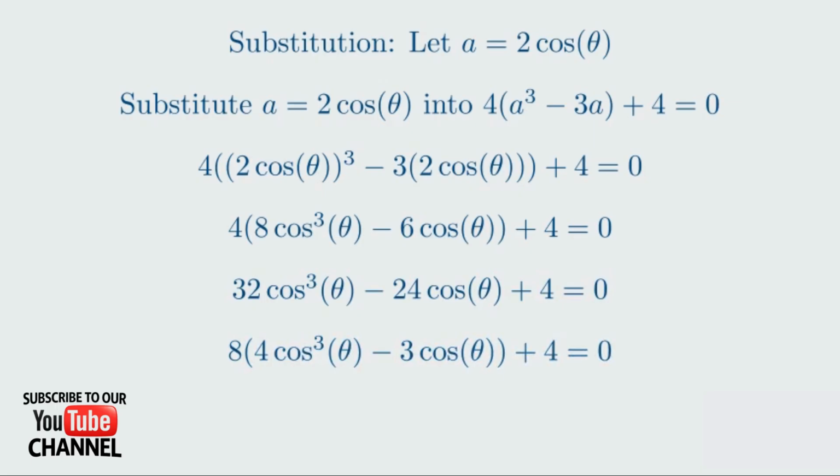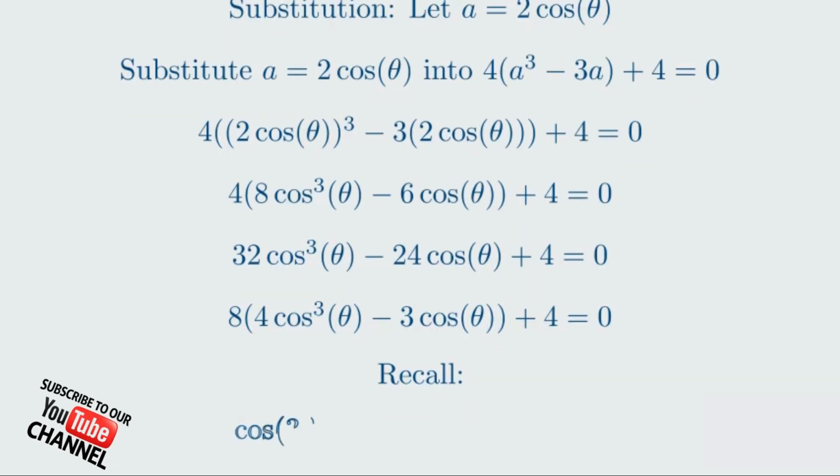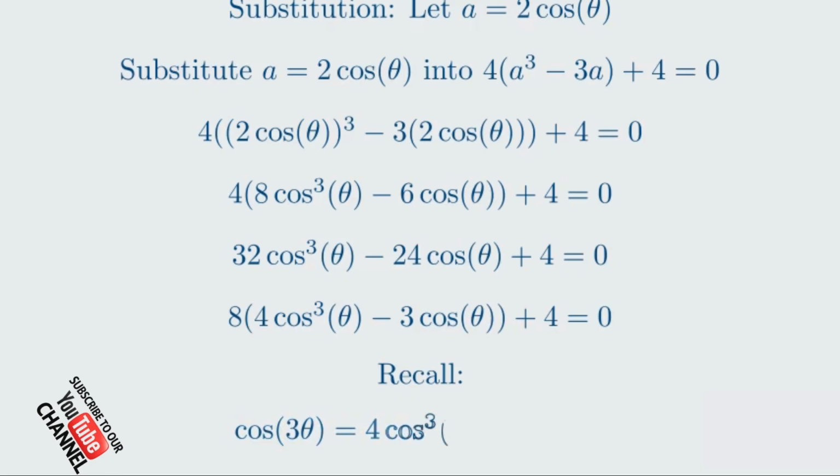Now, let's look at the expression inside the parentheses. This is precisely our triple angle identity. 4 cos cubed theta minus 3 cos theta is equal to cos 3 theta. By making this substitution, we've transformed the problem. Our cubic equation in terms of a has become a simple trigonometric equation in terms of theta.